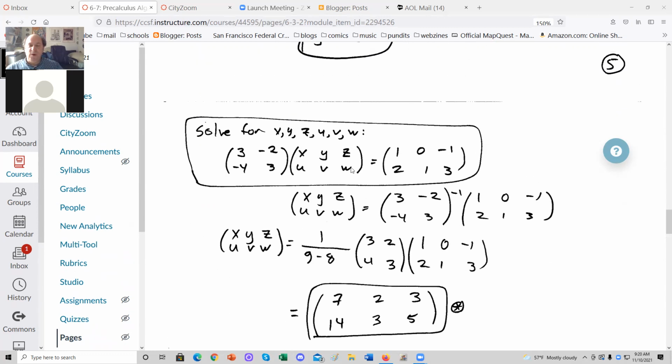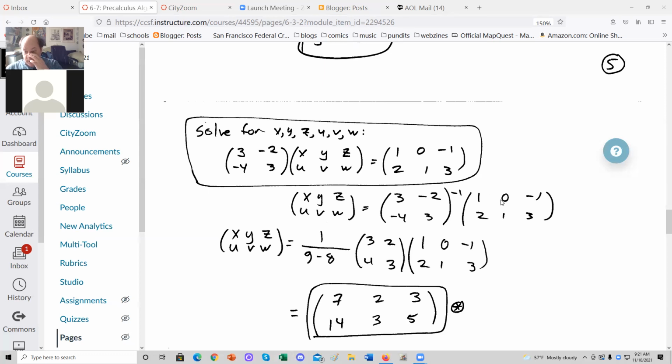Here we're solving for a whole matrix, though in my opinion, what basically we're doing is solving 3 linear systems. 3, negative 2, negative 4, 3, times xu equals 1, 2. 3, negative 2, negative 4, 3, times yv equals 0, 1. 3, negative 2, negative 4, 3, times zw equals negative 1, 3. No big difference. What we do is we multiply on the left by the inverse of this matrix. So after canceling, we get x, y, z, u, v, w equals 3, negative 2, negative 4, 3 inverse times 1, 0, negative 1, 2, 1, 3.